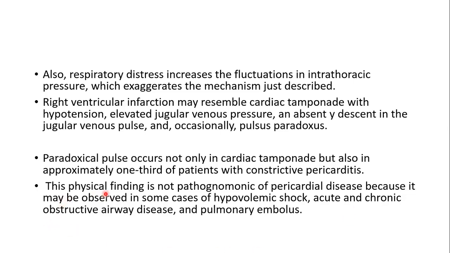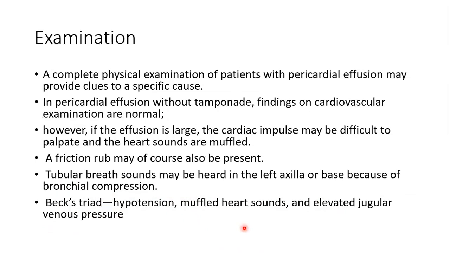And then the physical finding is not pathognomonic of pericardial disease because it may also be found in some cases of hypovolemic shock, acute or chronic obstructive airway disease, and pulmonary embolism. So for the examination, a complete physical examination of a patient with pericardial effusion will provide clues to specific causes. And in pericardial effusion without tamponade, the cardiovascular findings are usually normal, especially when you have somebody who has a mild effusion, which is not causing a tamponading effect.